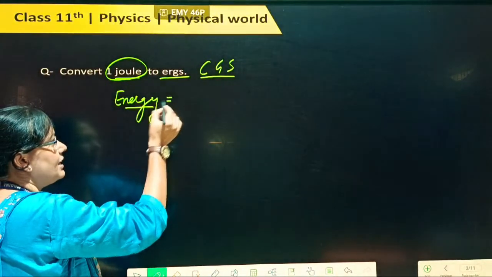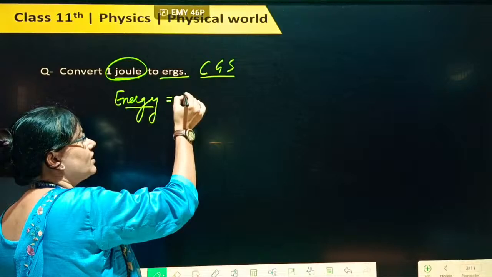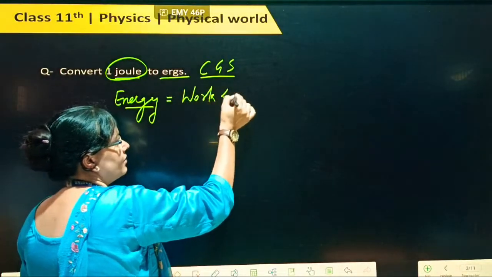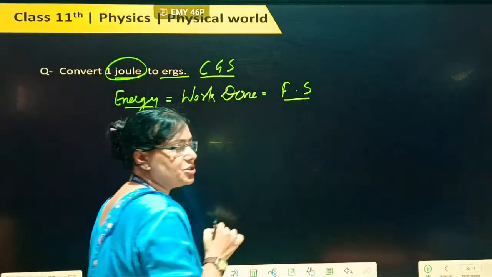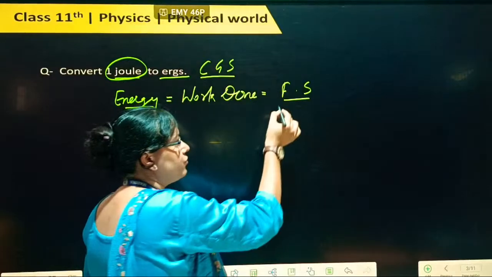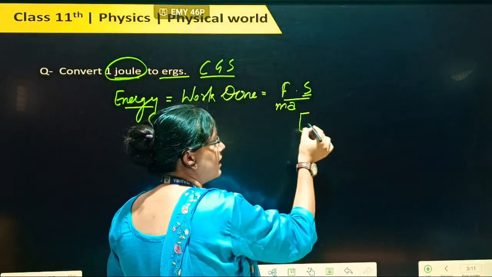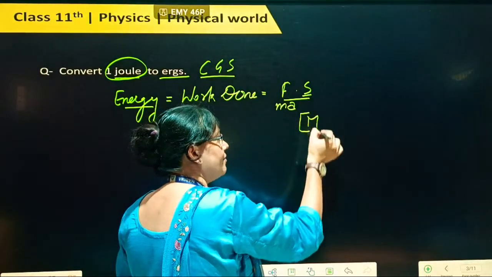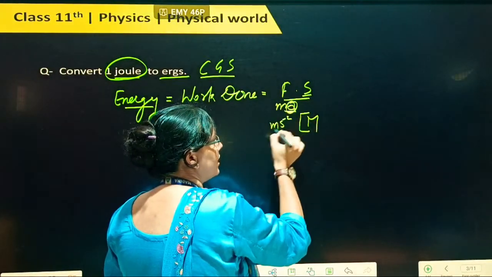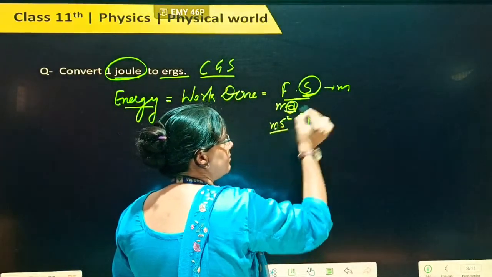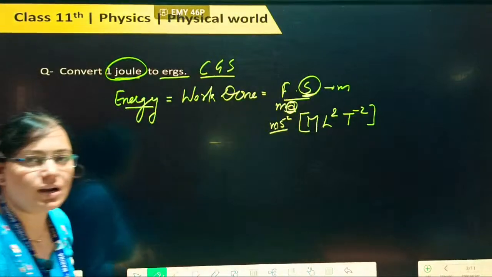First we will write the dimension formula of energy. We know that energy is stored in the form of work done, and work done is force into displacement. Force is mass into acceleration, and the displacement is a length. So M stands for mass, acceleration is meter per second square, and displacement is meter. So this gives M L square T to the power minus 2, which is the dimension formula for energy.